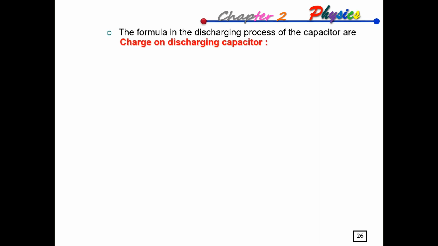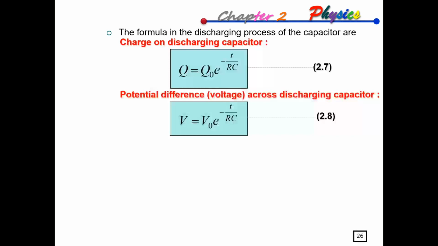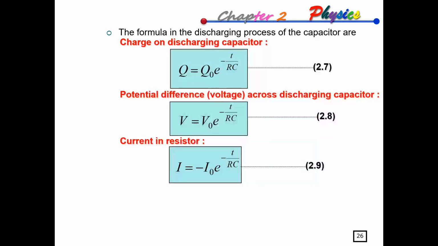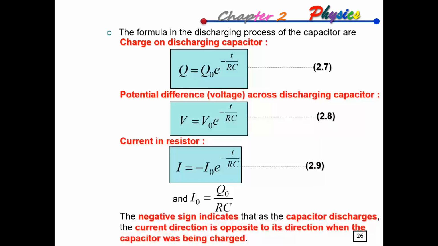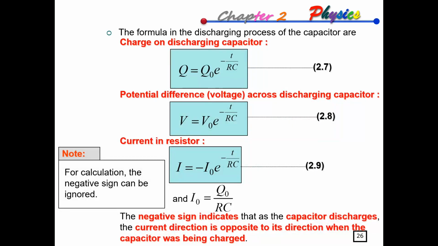Now we are going to look at all the equations that represent our graphs of QT, VT, and IT. Q is equal to Q naught e to the power of negative t over RC for our charge. For our V, which is our potential difference, V is equal to V naught e to the power of negative t over RC. And last, for our current, I equals negative I naught e to the power of negative t over RC. The negative sign indicates that as the capacitor discharges, the current direction is opposite to its direction when the capacitor was being charged. This is what we discussed in previous slides.